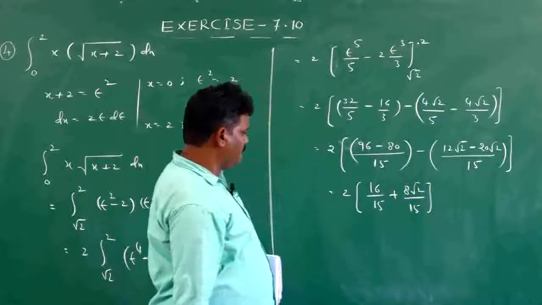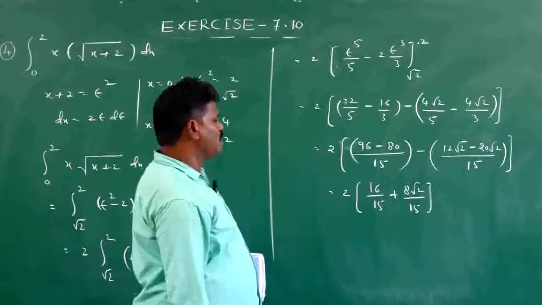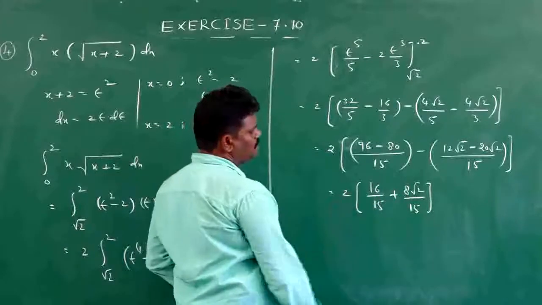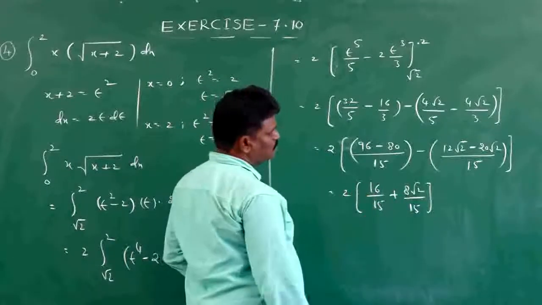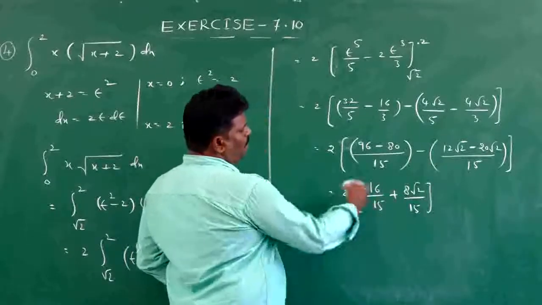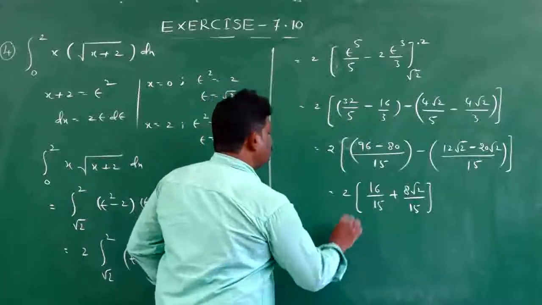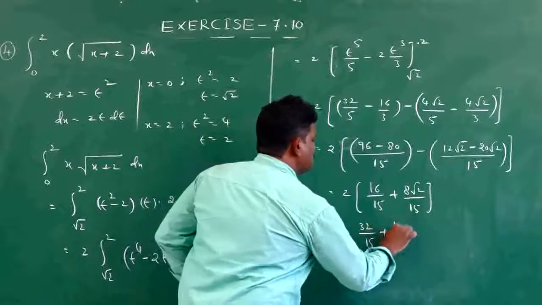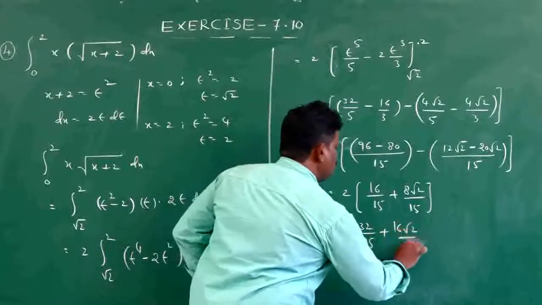Otherwise, if you want to take a common value, 8 is common. If you take 8 common, then 16 becomes 2 there. What would happen here: 32/15 plus, otherwise, 16 root 2/15.